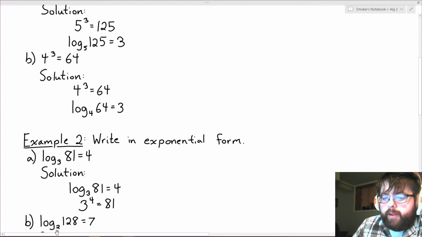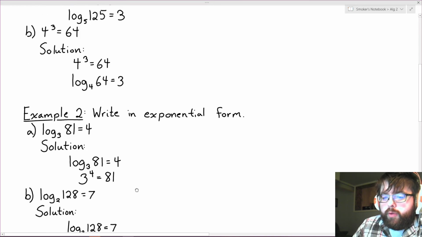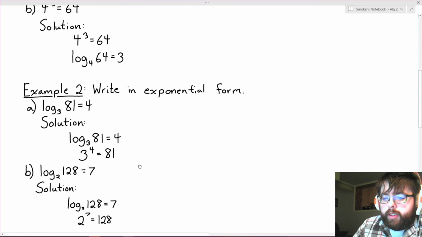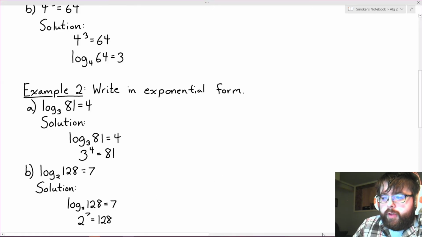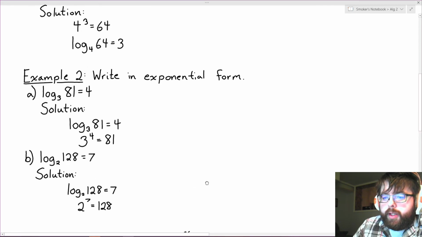So this is the base 2. It's going to be taken to the 7th power, and that is equal to 128. That's a 7. And by the way, this should be true. I'm not going to give a problem that's not true. So as you can see, that's equal. I'm not going to give you an equation here that's not a true statement.